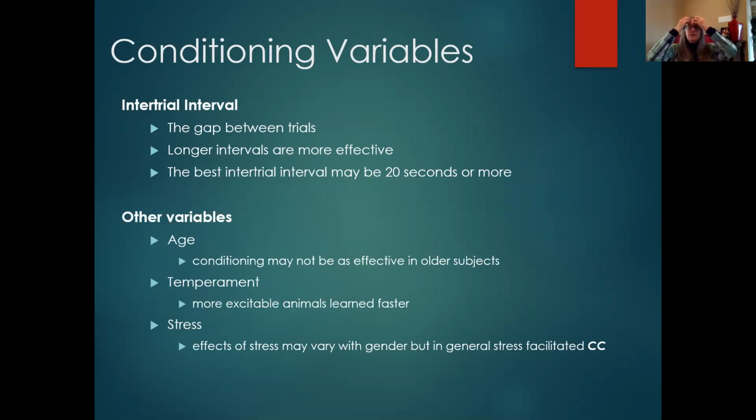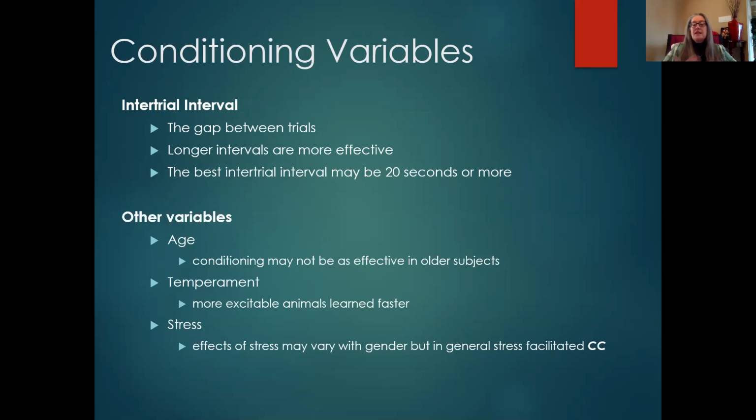And then other variables play a role, this is how complicated it gets. Age. Older subjects seem to be less able, maybe because they have so much prior conditioning. It's harder to find a novel stimulus for someone who's older. But conditioning doesn't seem to be as effective in older subjects as in younger.